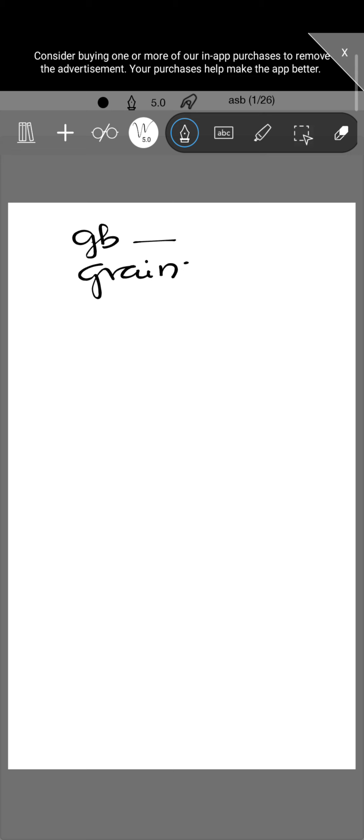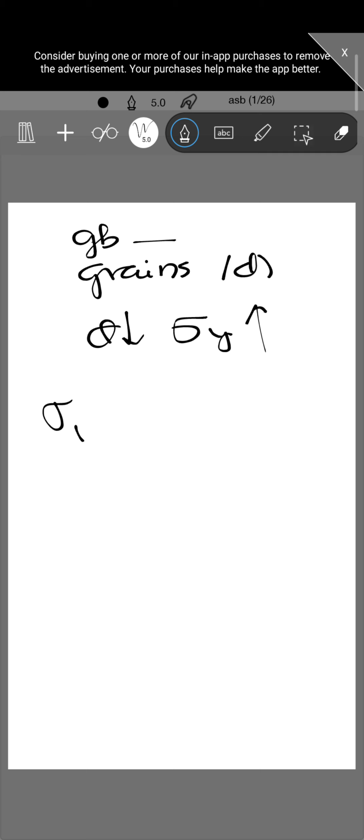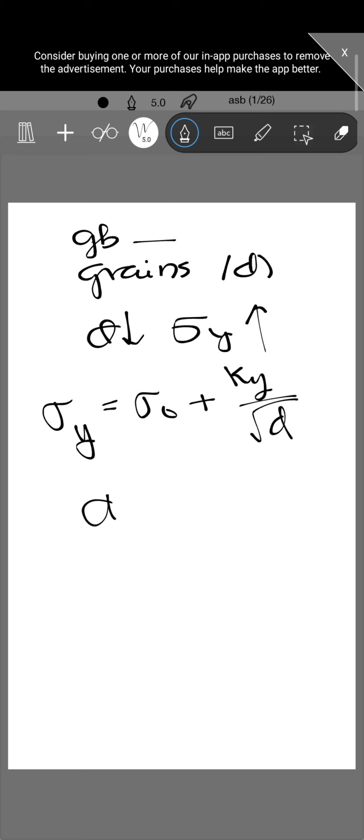We have seen that if this is the average grain diameter D, the decrease in D will cause the yield stress to improve because of this relation: sigma y is equal to sigma 0 plus k y D to the power minus half. And then we have studied about dislocations.